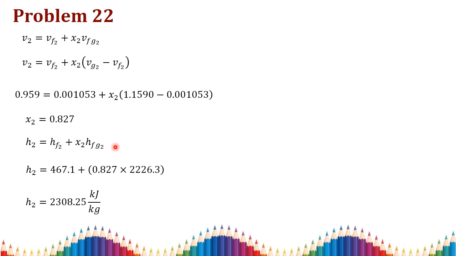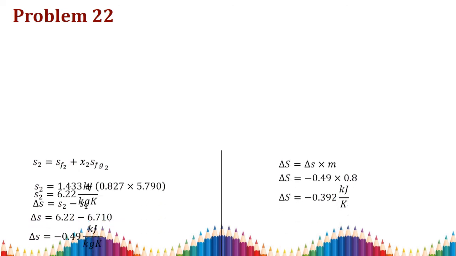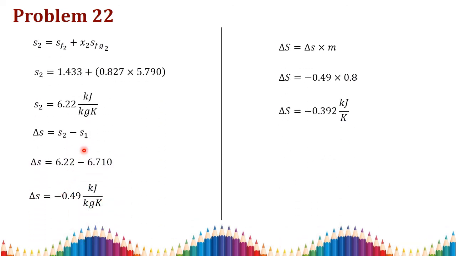Since the condition of the steam is wet in the second case, the specific enthalpy formula will be H2 is equal to HF2 plus X2 into HFG2. Substitute all the values of HF2 and HFG2 from your steam table. Then your H2 will be 2308.25 kilojoule per kilogram. In a similar way you can find S2. S2 is equal to SF2 plus X2 into SFG2. Substitute all those values taken at the corresponding pressure P2 equal to 1.5 bar from the steam table. Then you get S2 equal to 6.22 kilojoule per kilogram Kelvin.